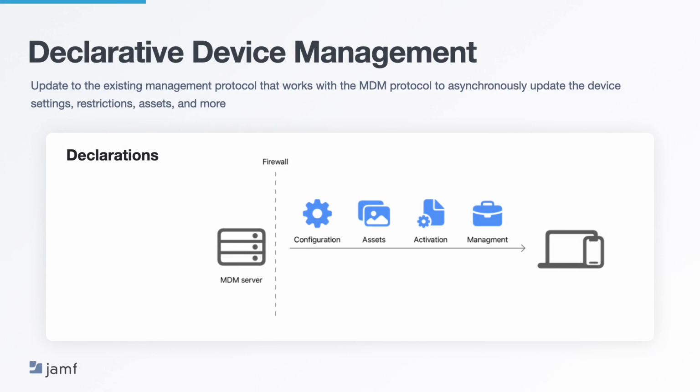Declarative Device Management, or DDM, is an update to the existing management protocol that works with the MDM protocol. And it uses declarations to asynchronously update the device settings, restrictions, assets, and more. And as you can see in the diagram, declarations are payloads that represent policies the MDM server defines and sends to the devices. And there are 4 types of declarations: configurations, assets, activations, and management.